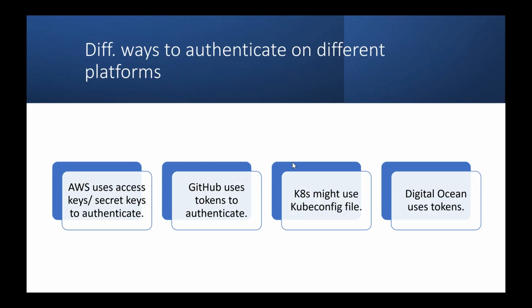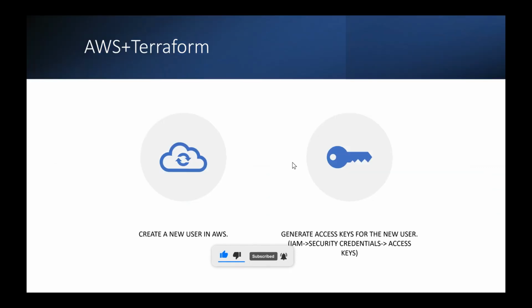Now there could be different ways to authenticate on different platforms. For example, AWS uses access keys or secret keys to authenticate. You go to the IAM service of AWS, and over there you create access keys or secret keys. I will show you shortly how you can create an access key or a secret key for a particular user. GitHub uses tokens to authenticate, so GitHub has a different mechanism. Kubernetes might use a kubeconfig file, and DigitalOcean also uses tokens to authenticate. So different providers allow their users to be authenticated in different ways, and we have to keep that in mind as well.